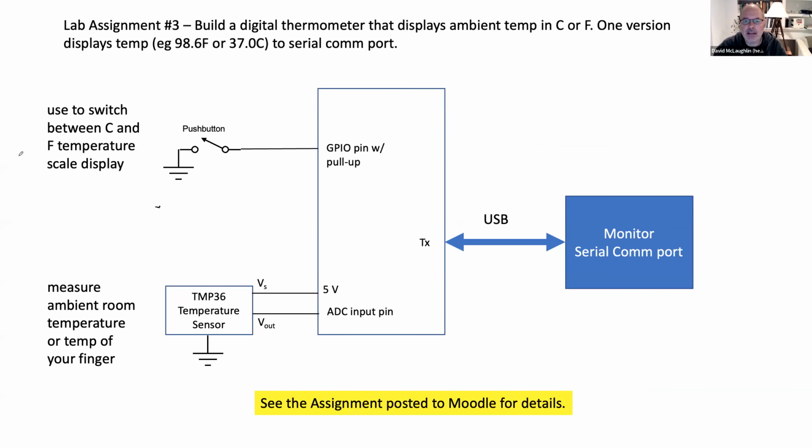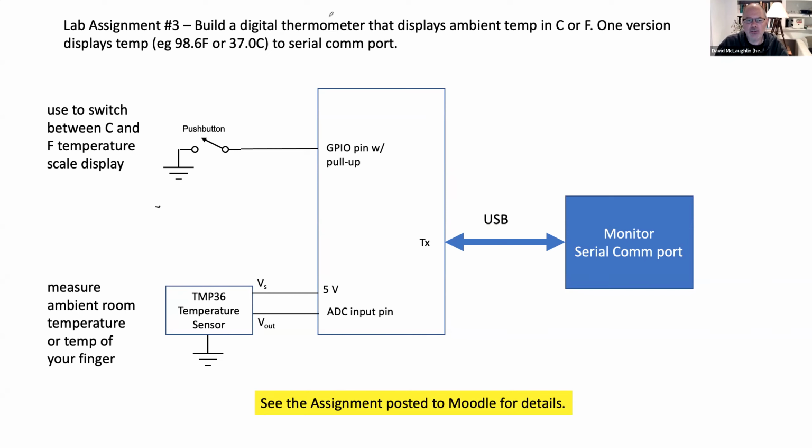Okay, here's the lab assignment. It's build a digital thermometer that displays ambient temperature in Celsius or Fahrenheit. And the idea is there's a push button switch, and you push the switch down, it'll display in Celsius. You take your finger off the switch and it displays in Fahrenheit. One of the versions of this digital thermometer will display temperature on the serial monitor. You know, that's using the UART and sending the data out to your laptop display.